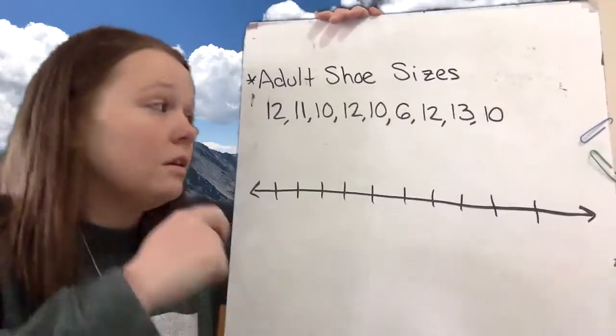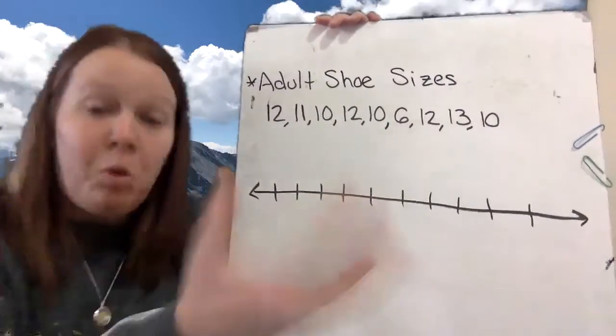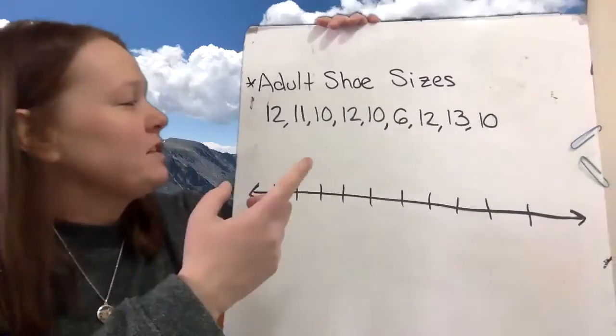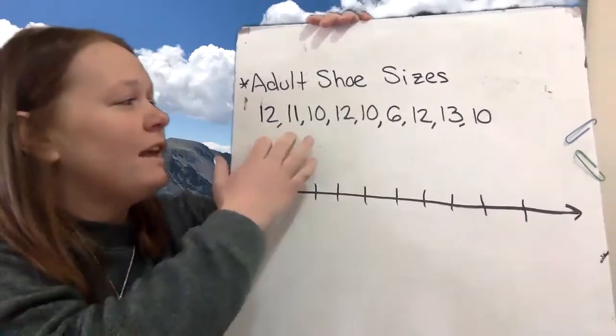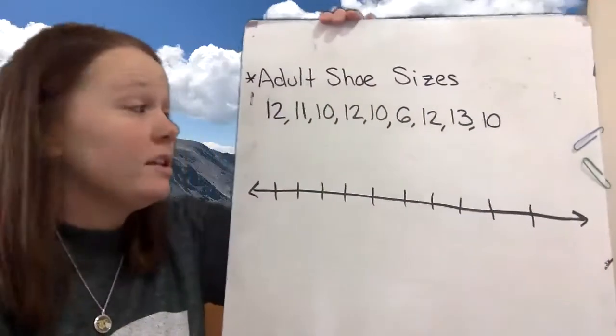All right, so here's our last one. So what I did was I called up a bunch of my friends and I just asked them, what's your shoe size? So here's what they told me. I had somebody tell me 12, 11, 10, 12, 10, 6, 12, 13, 10. Lucky for us, everything's a whole number, so that was nice.